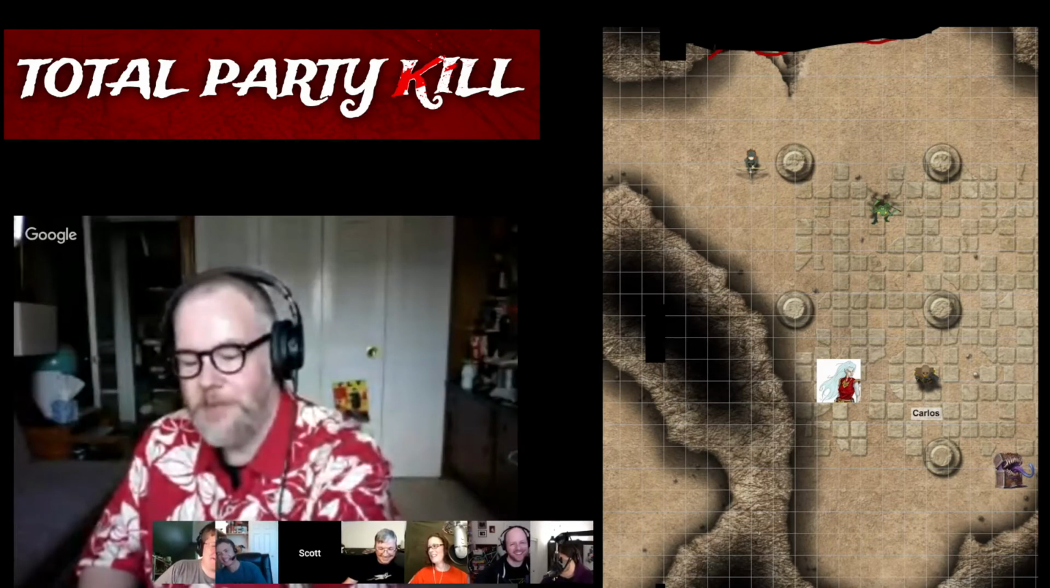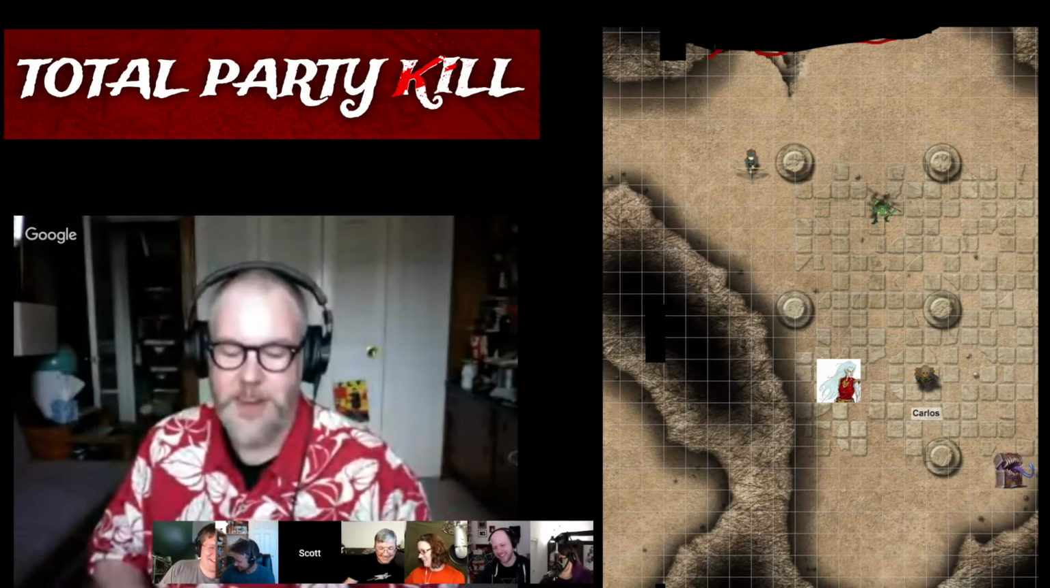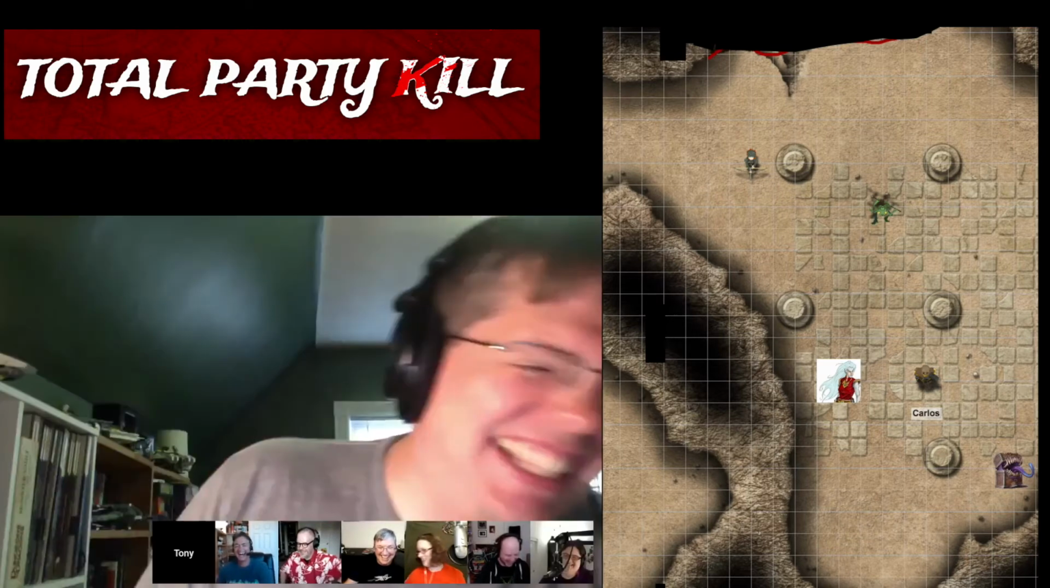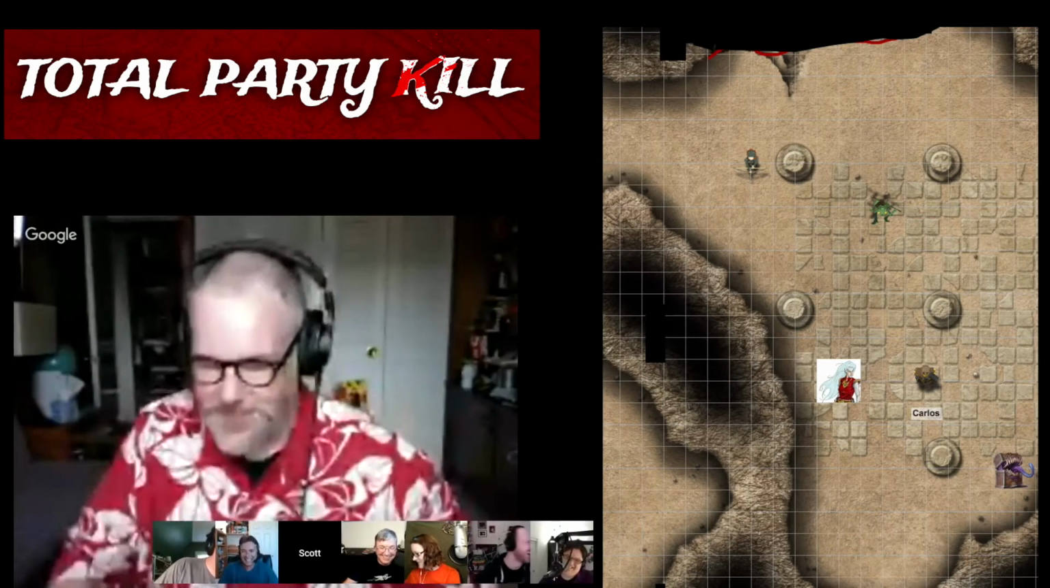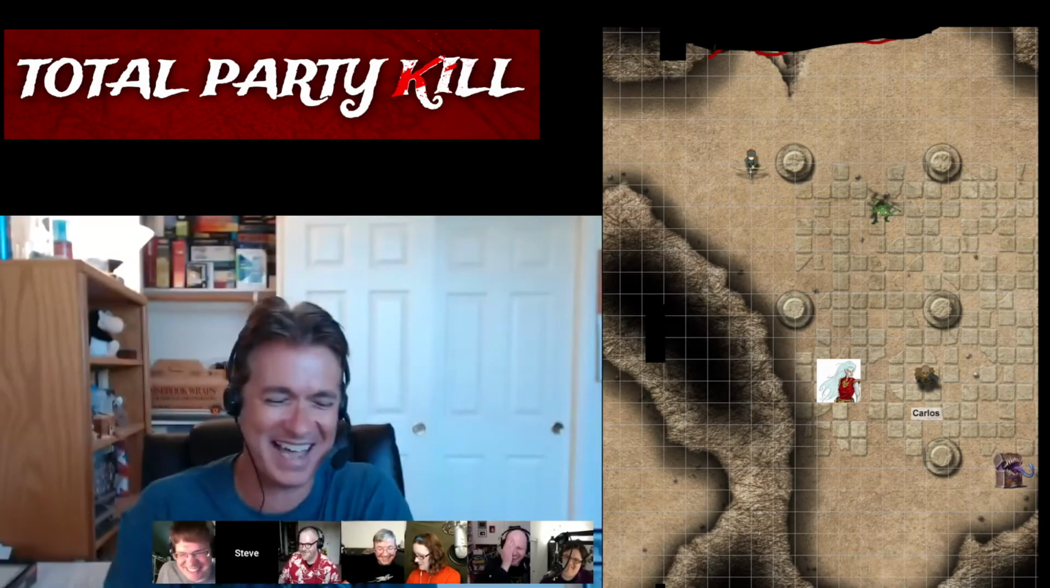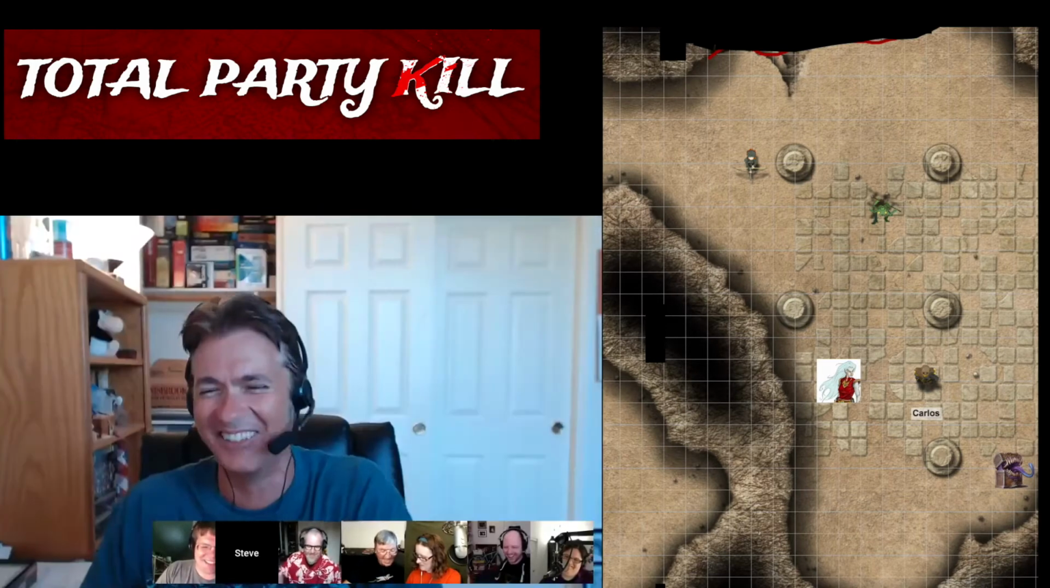As you were arguing about whether or not you should give the hat to Regdar, you all turn around and you notice that Regdar's wearing a new hat. That looks like the helm you just found. All right, fine. I've had this for years. Oh no.